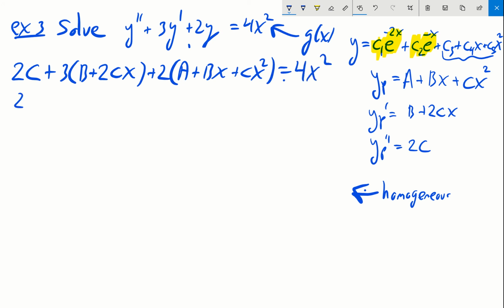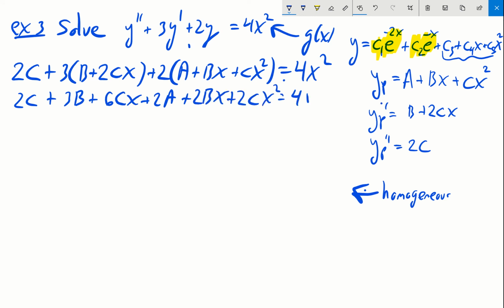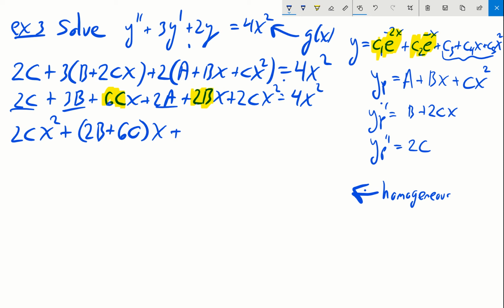Let's eliminate the parentheses. So just distributing. We're going to combine our like terms on the left-hand side. We have a 2cx squared. The terms that have an x with them would be these two here. So it's going to be 2b plus 6c times x. And then these remaining ones would be our constant terms. We have 2a, 3b, and 2c, and this is supposed to be equal to the polynomial 4x squared.